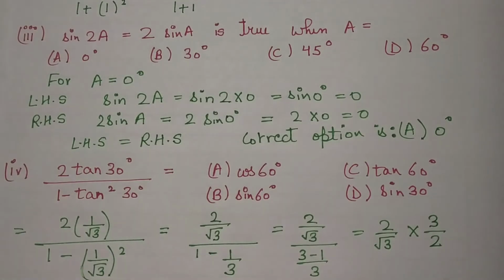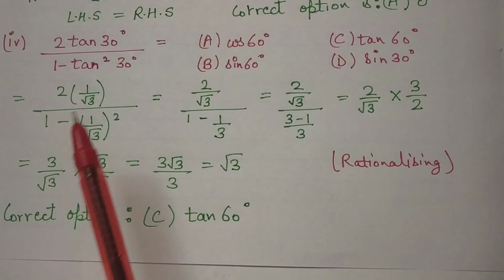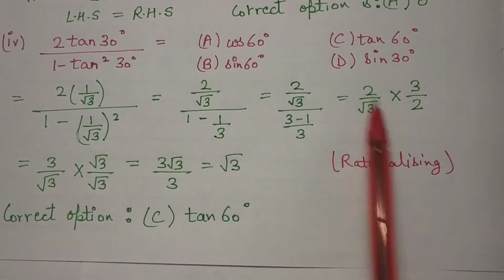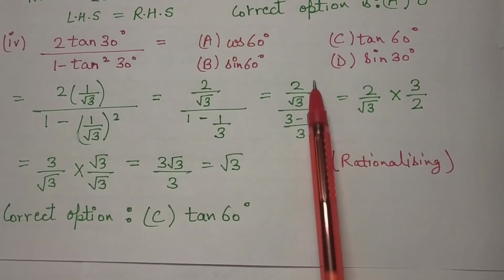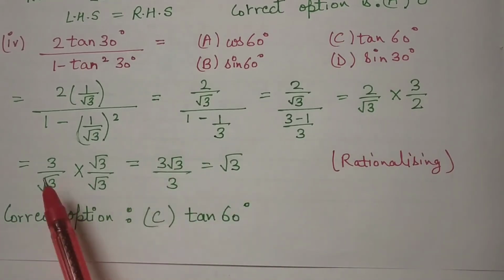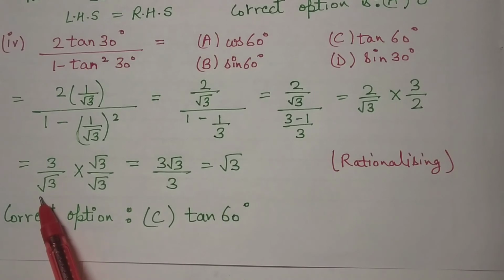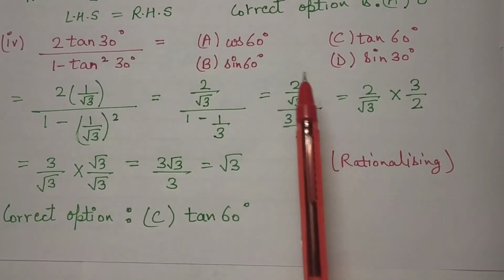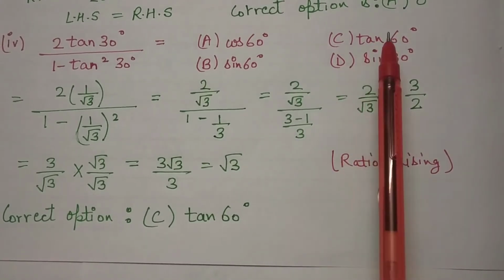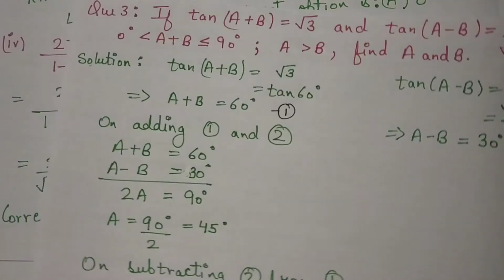Now fourth part, 2 tan 30 degree by 1 minus tan square 30 degree. Put the values, take the LCM. Now similarly, 2 root 3, 3 goes in the numerator and 3 minus 1, 2, is in the denominator. After doing this, 3 by root 3, rationalize to remove the root in the denominator. The answer is root 3. Which of these has the value root 3? Tan 60 degree, the value of tan 60 degree is root 3. So C option.